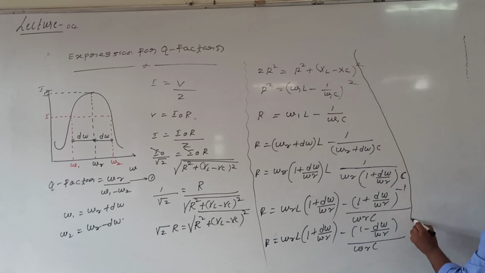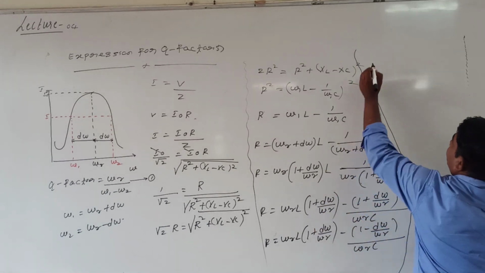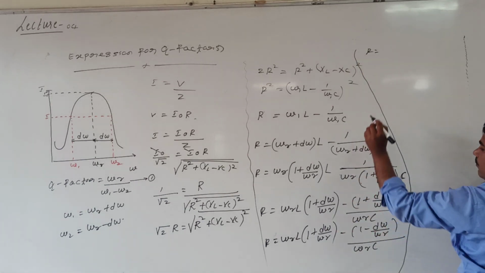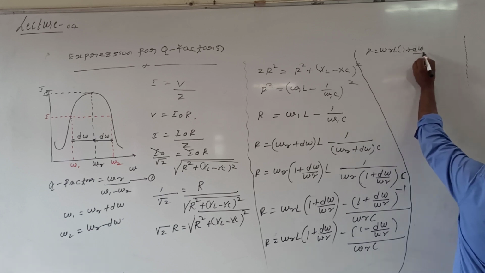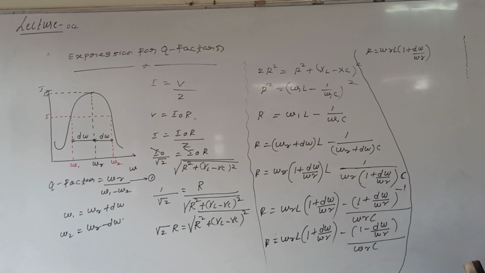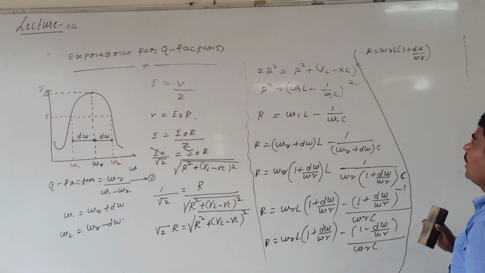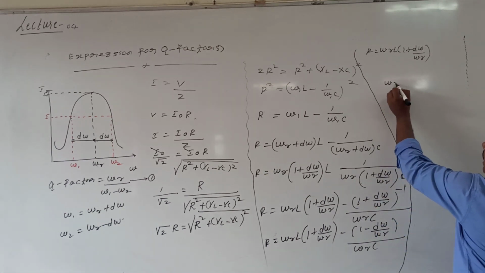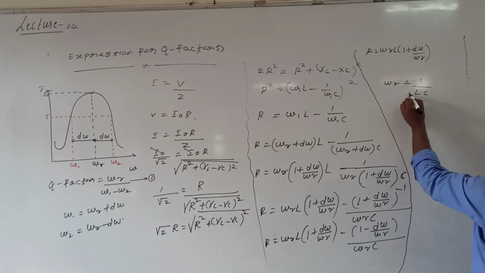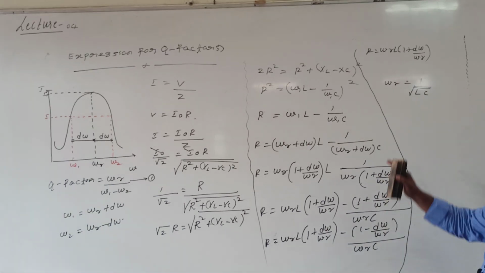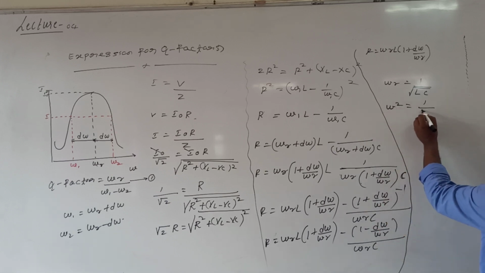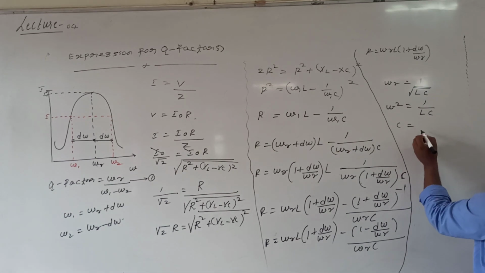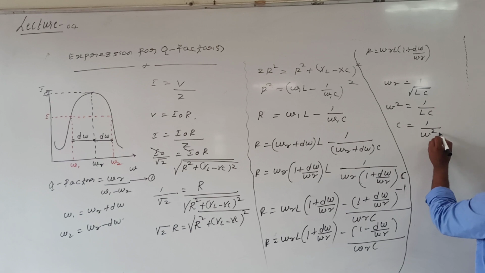In what can I replace this? R is equal to omega r into L, keeping it the same, 1 plus d omega divided by omega r, keeping it the same. Look at this value; I can replace it. We know this formula: omega r is equal to 1 divided by under root of LC, the resonant frequency. Omega r square is equal to 1 divided by LC. Or what is C? C is equal to 1 divided by omega r square into L.